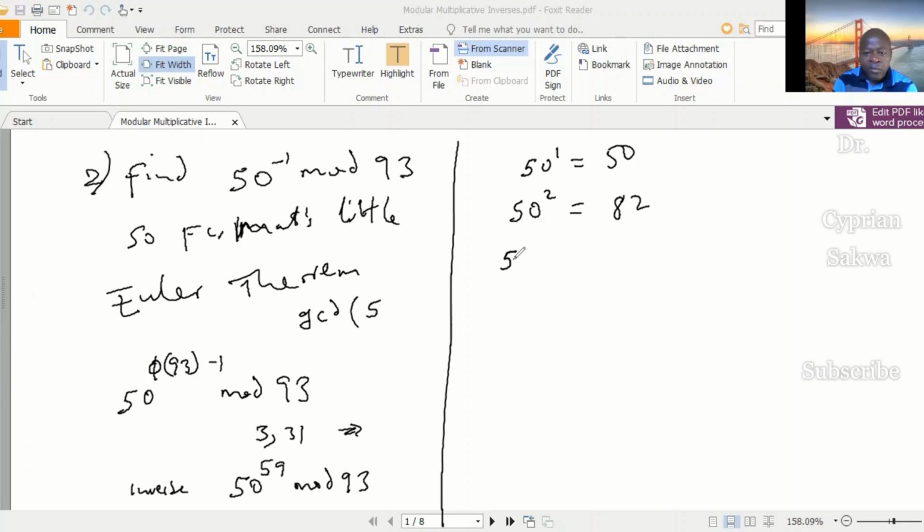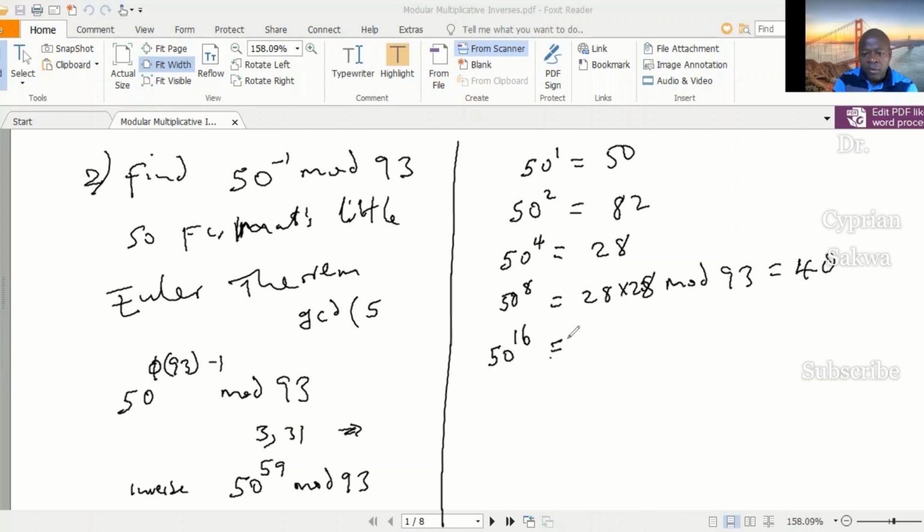What about 50 raised to 4, the square of this? It will be 82 times 82 mod 93, and the remainder there will be 28. What about 50 raised to 8, which is 28 times 28 mod 93? We're asking what the remainder is when this is divided by 93, and use your calculator to get 40. What about the square of that, which is 50 raised to 16?